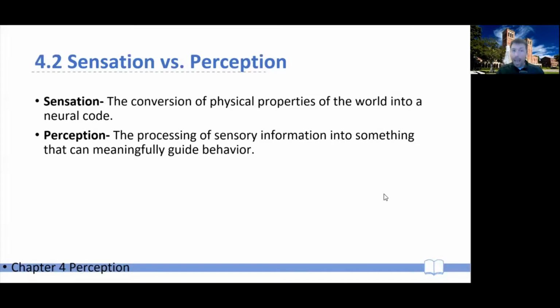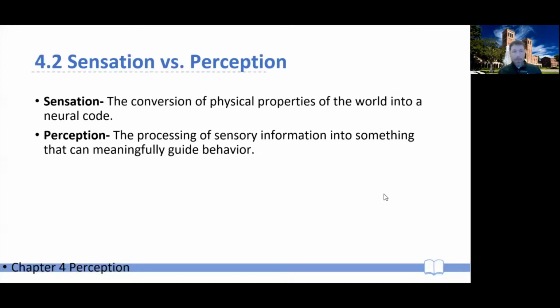The language of the brain happens to be electrochemical signals. So sensation is the process of taking a physical energy from out there in the world that carries some kind of information, what we would consider visual information or auditory information, and it transforms it into the language of the brain. And this is a highly specialized and fairly inflexible type of machinery.